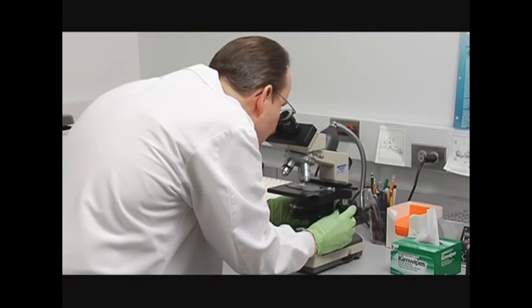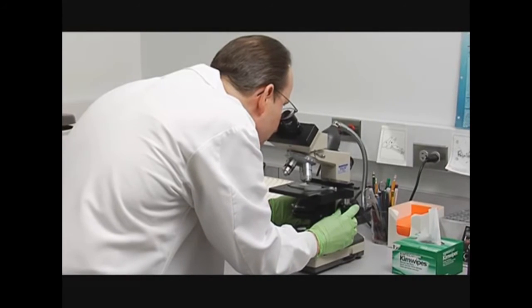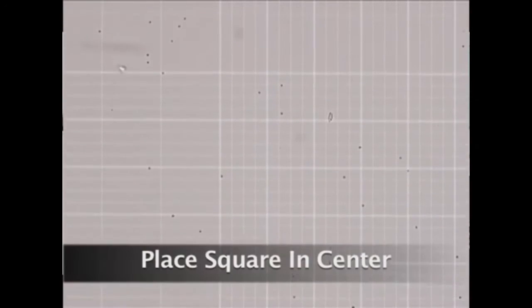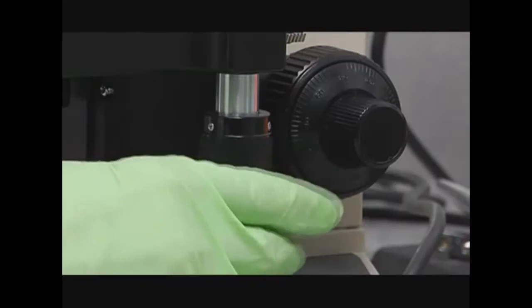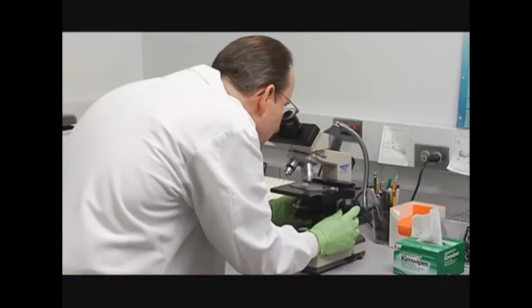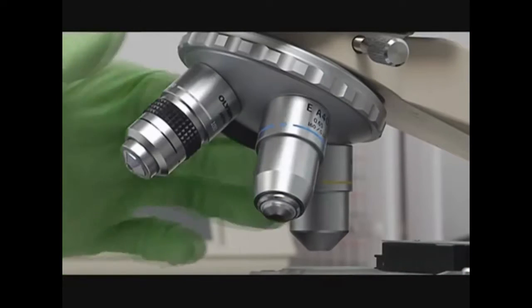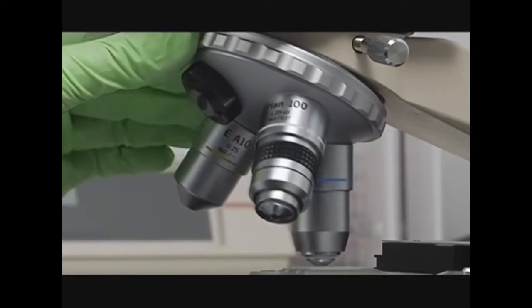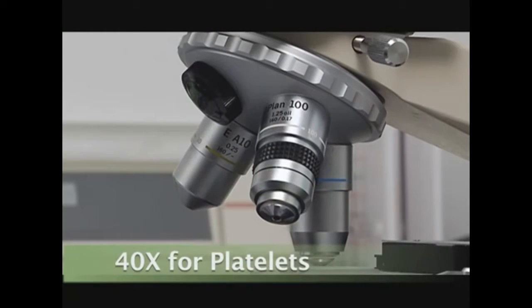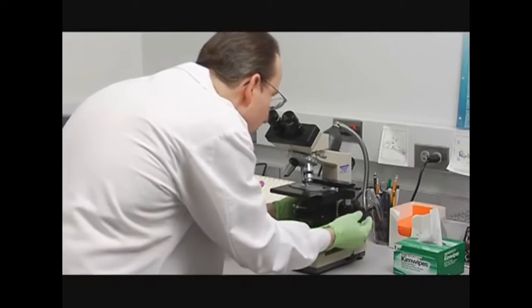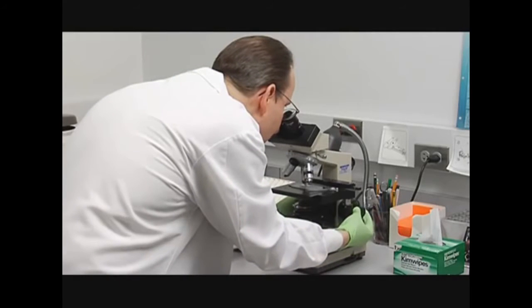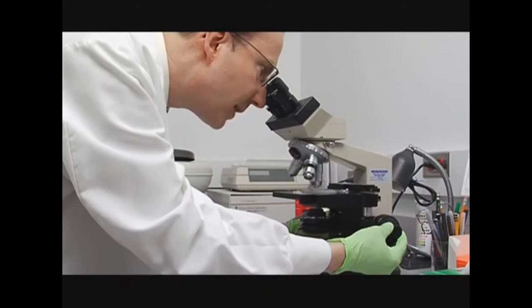Then put the first square that you're going to count in the center. And for platelet counts, we're going to put the 40x into place at this point, and then fine focus until our cells come into focus.